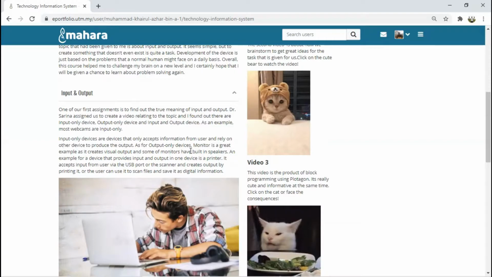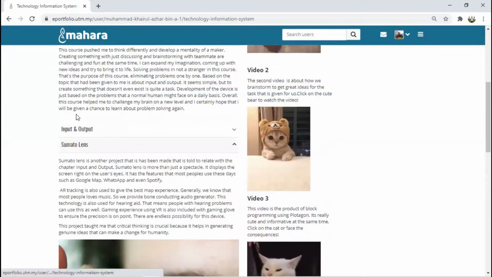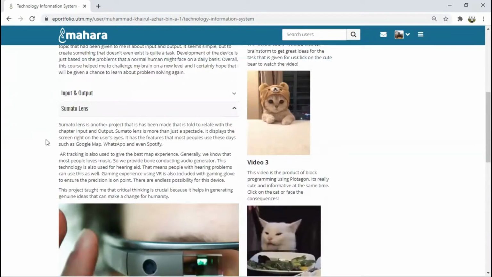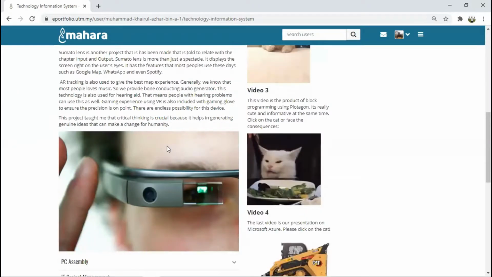Okay, so next is my task about Sumato Lens. This is the project that we created that is related to the input and output chapter. We created Sumato Lens to overcome the problem of using hands to pick up the phone. By using Sumato Lens, you have a hands-free experience, so you can do anything with your hands while having a device on you at the same time.